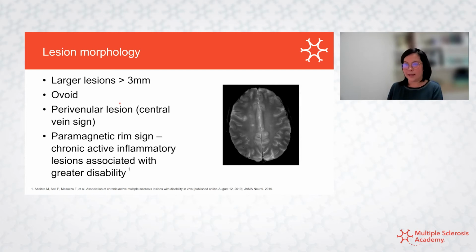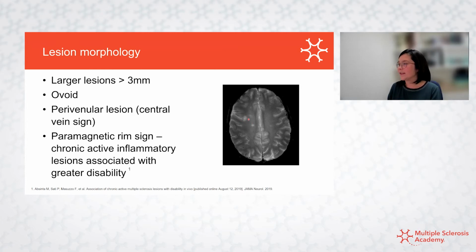So I've already alluded to inflammatory lesions being often larger, and a very specific sign is that these lesions tend to be orientated around a central vein. So normally you look for the central vein sign on susceptibility weighted imaging. This is just a normal T2, but you can see it really nicely that there is a central vein there with a bright lesion around it.